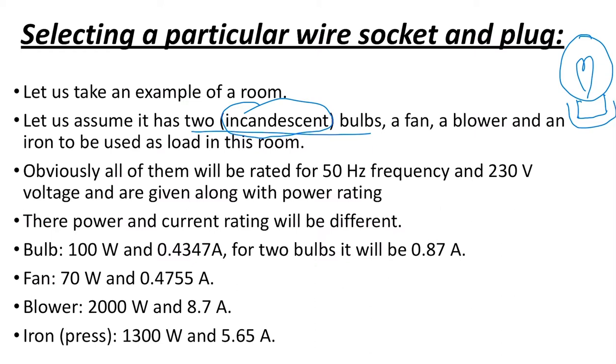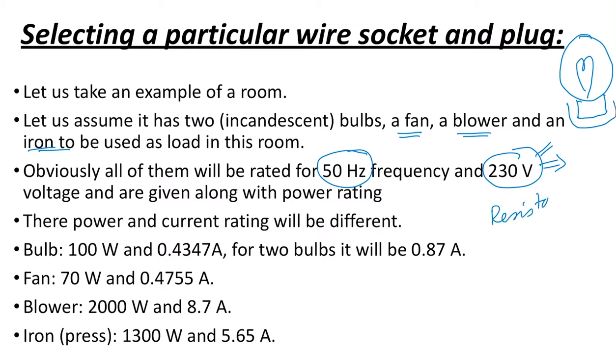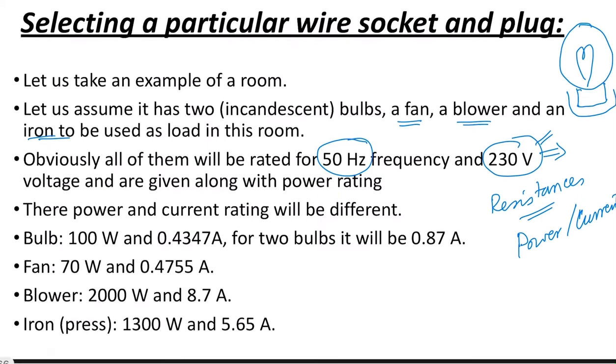So suppose you have two incandescent bulbs, a fan, a blower, and an electric iron to be used in the room. All of these devices would be rated for 50 hertz and 230 volts. So this is the voltage rating. These devices should be run at this voltage and this frequency. Based on how these devices are designed, they will have different resistances, and based on these resistances they will draw different powers and consequently different currents. Let's see what that means.